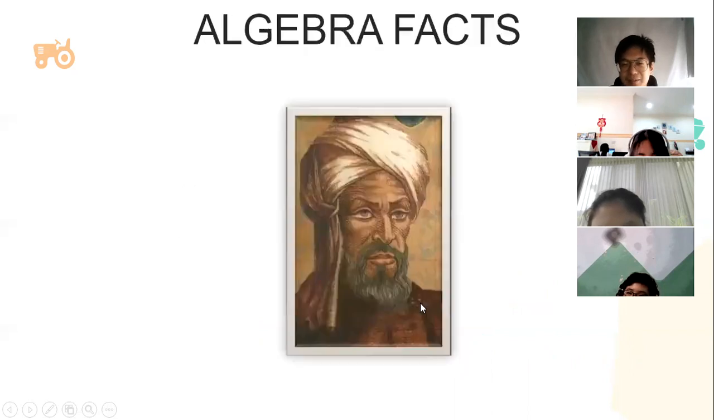Okay, the result y plus 7, berarti tinggal ini. Nah, algebra facts. This is the one that invented algebra. He tried to connect the letter with number.